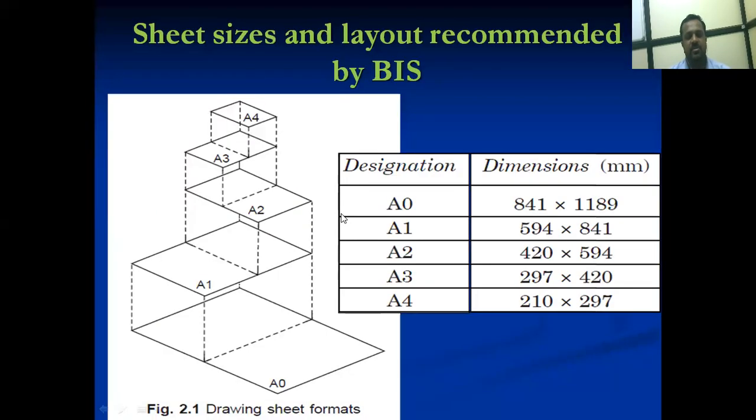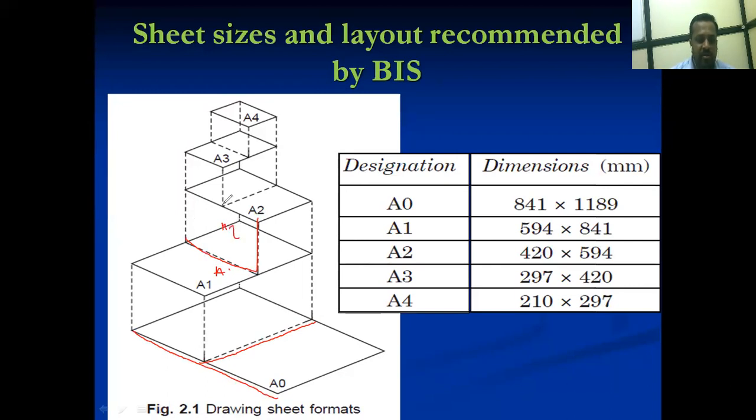Okay, now see here also you can easily understand. This is your A0 size sheet. Again, if I divide that A0, it will become the A1 sheet. Again, we divide the A1 sheet, it will become the A2 sheet. This is the A2 sheet.